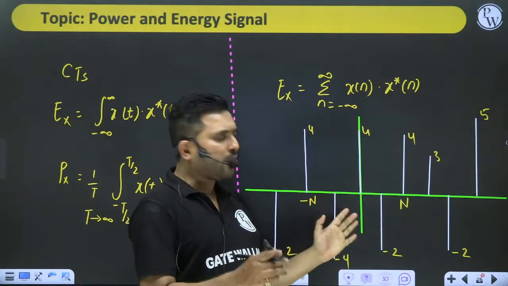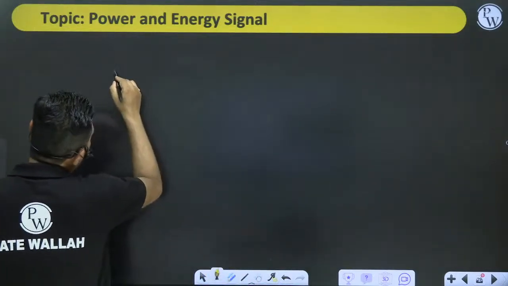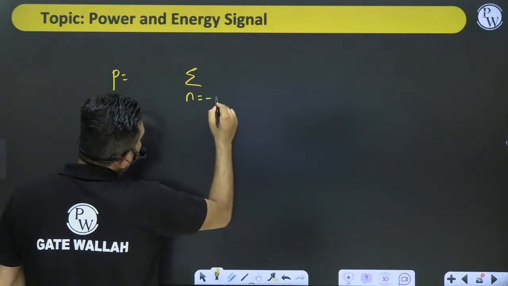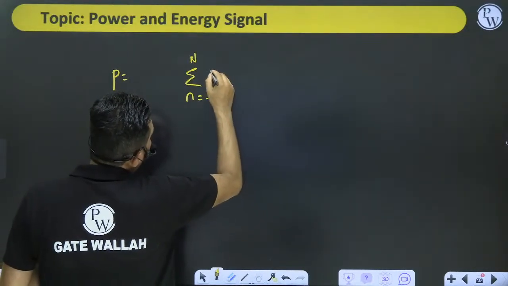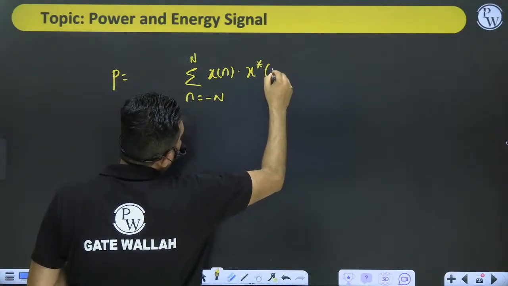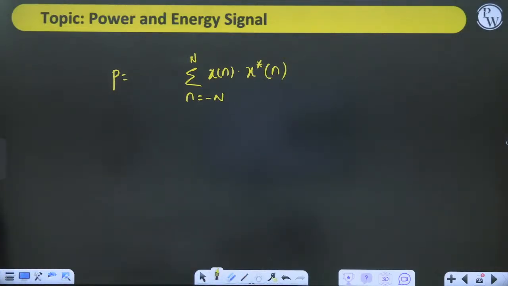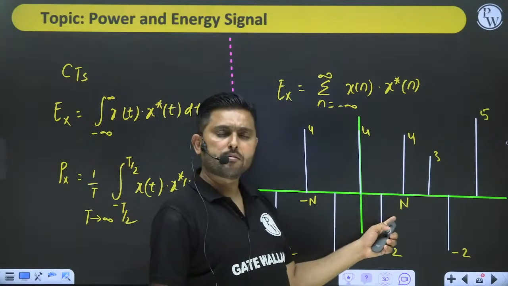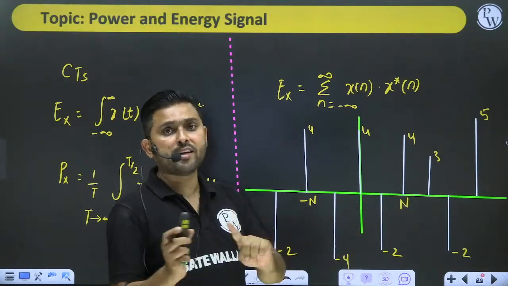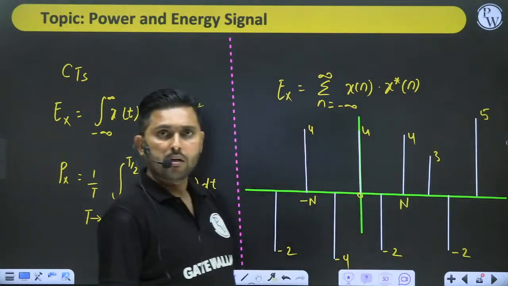Okay, now what should be the power formula? Here the power would be the summation from minus n to n of x[n] times x conjugate of n. And we have to divide it by the whole limit. What is the total limit here between minus n to n? I told you in the width: upper bound minus lower bound plus 1, because we have to consider the zero sample also, no? So divided by the total limit.